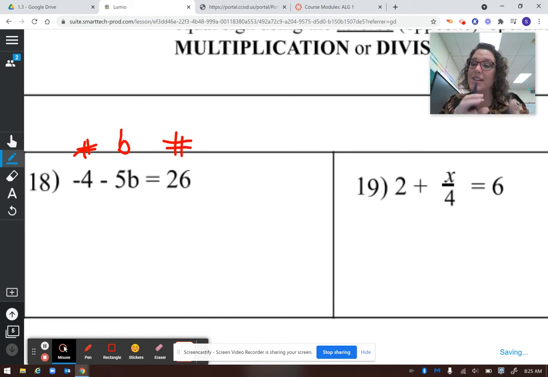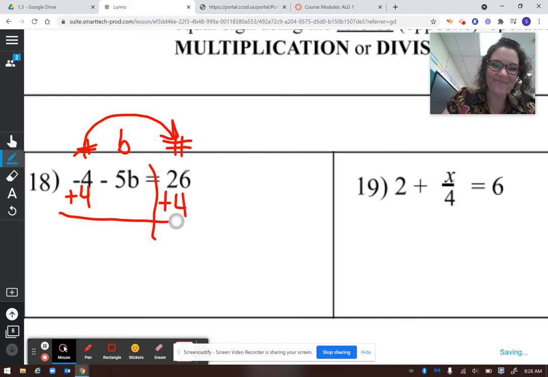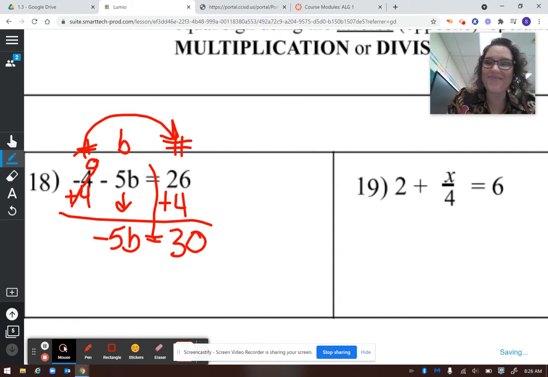So when it's in a different order, it might seem slightly confusing, but we know we want our numbers to go with our numbers. So we will plus 4 and plus 4. So 4 minus 4 is 0. Be very careful not to lose that negative sign with that 5. So negative 5b is equal to 26 plus 4, which is 30.